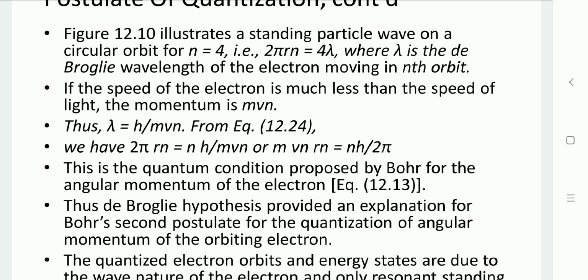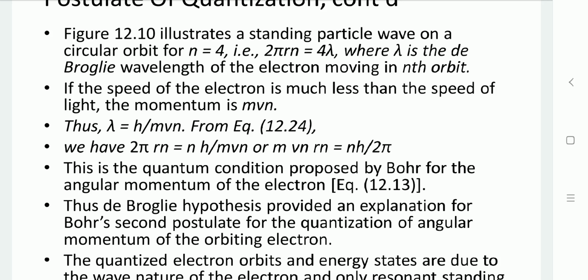So we also have mv_n r_n equal to nh/2π. These are the two different angular momentum equations, which can be equated, and we get the quantum condition given by Bohr based on the angular momentum of the electron. This is also proved by de Broglie based on his hypothesis, giving the explanation corresponding to Bohr's second postulate for quantization of angular momentum while the electron is revolving in its orbital path.